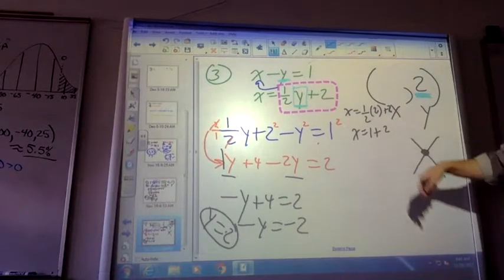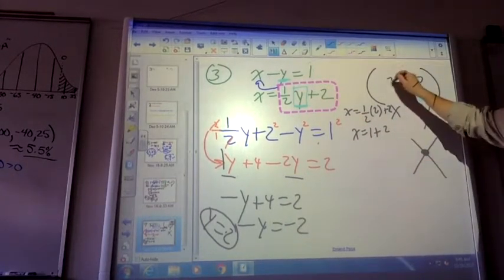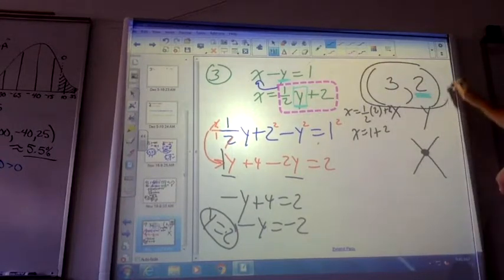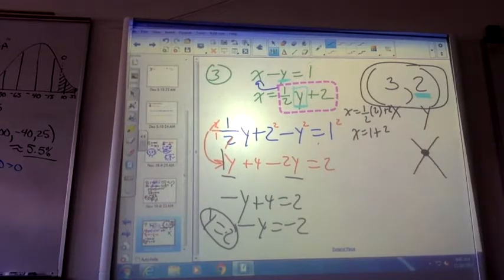If I add those together, what do I get? 3. So the solution to this problem is (3, 2). If we had graphed it, they would intersect at (3, 2). Okay? If I plug the solution into both of the equations, because it lies on both lines, I get true on both. On the top one I wind up getting 1 equals 1. On the bottom one, I wind up with 3 equals 3.